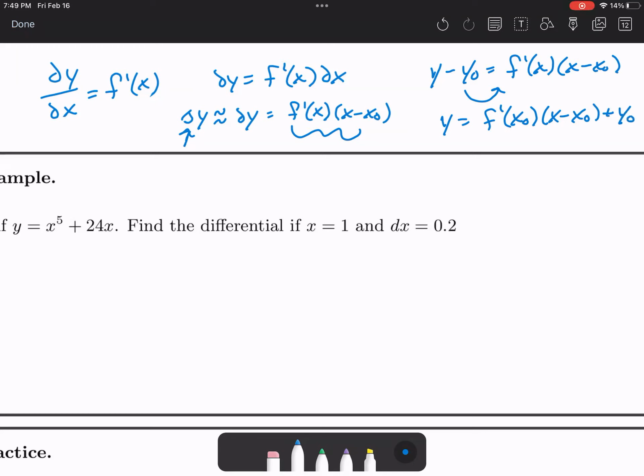And this should be familiar to you. This is the tangent line. There's your initial y value. There's your m. Here's your change in x.